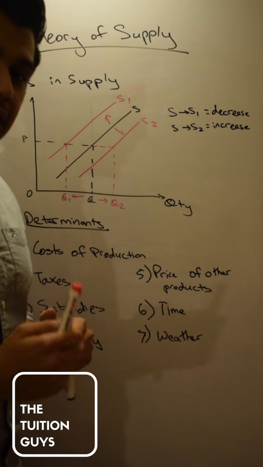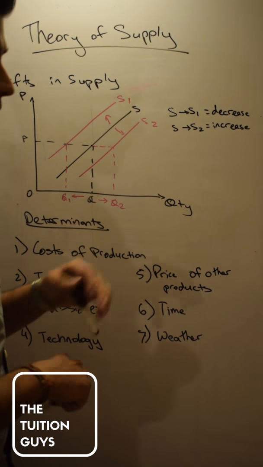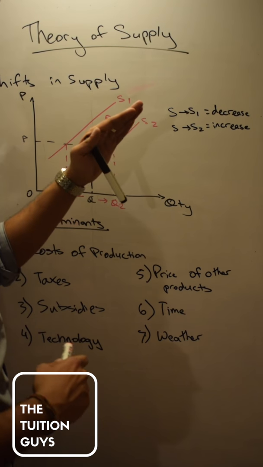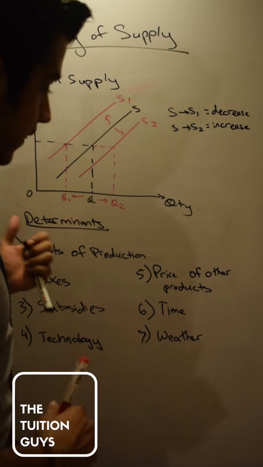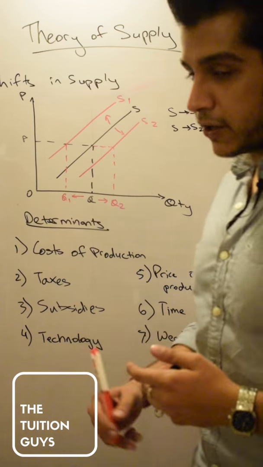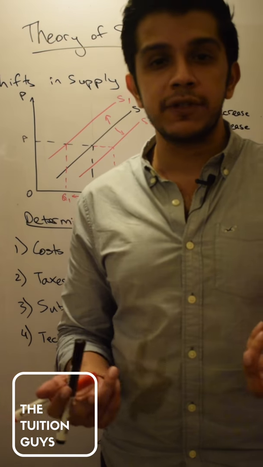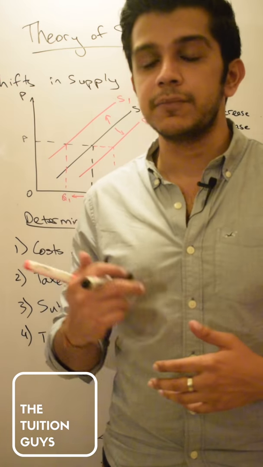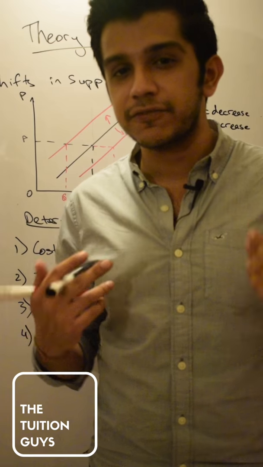So remember, an increase in supply means that it's going to shift outward, and a decrease in supply because of some non-price factor will mean that the supply is shifting inwards, so it's going to move to the left. Now, what are the determinants of supply? The determinants of supply firstly start off with cost of production. Cost of production might mean the cost of the raw materials required to make that product, the machinery that comes into that product, or the labor cost of making that product in the first place.